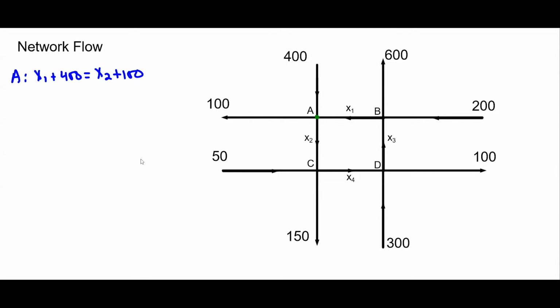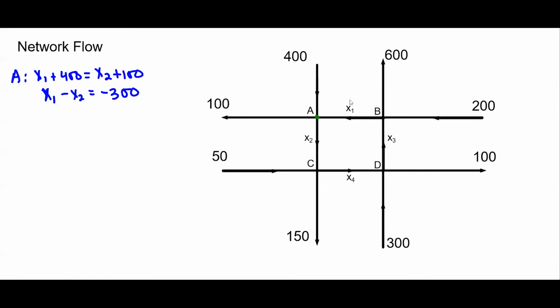Now, when you're solving a system, you want all your variables on one side and all your constants on the other. So I'm just going to change this to standard form. I'm going to move the x2 to the left, move the 400 to the right, and I get this equation in standard form.